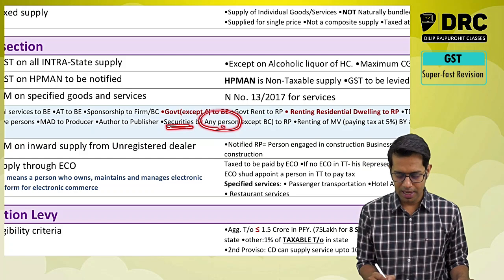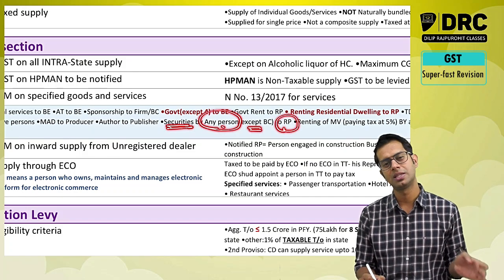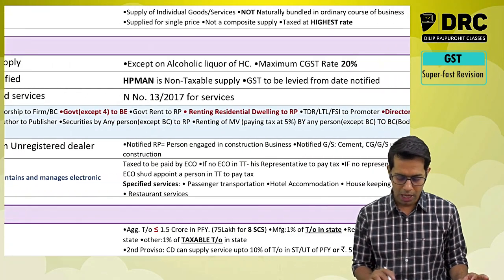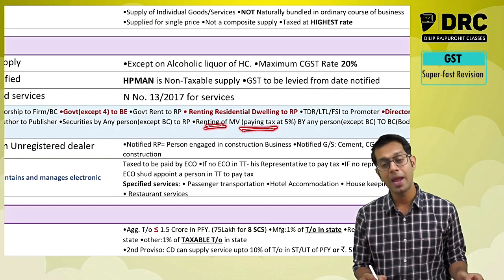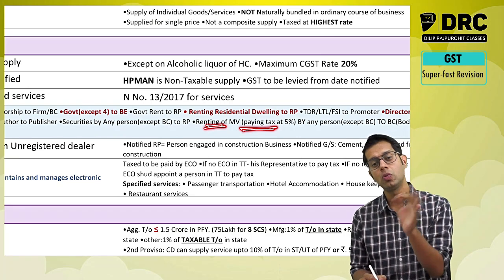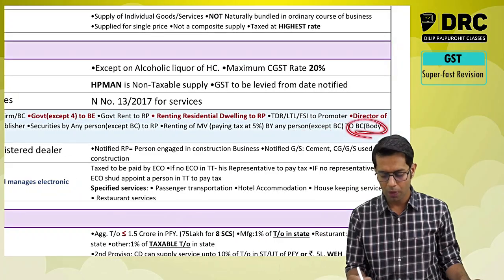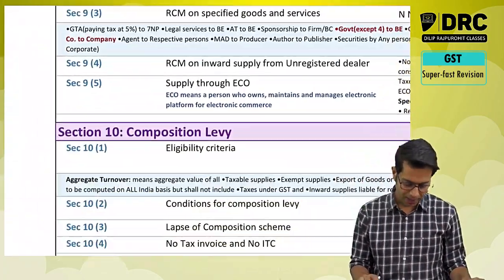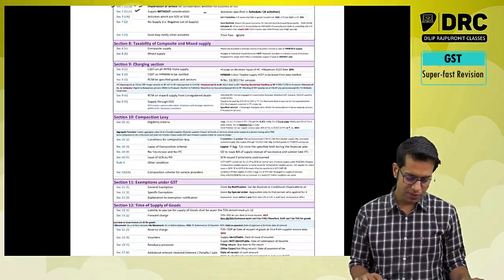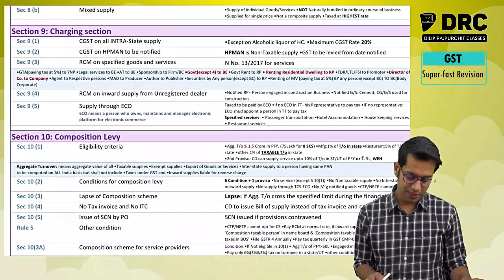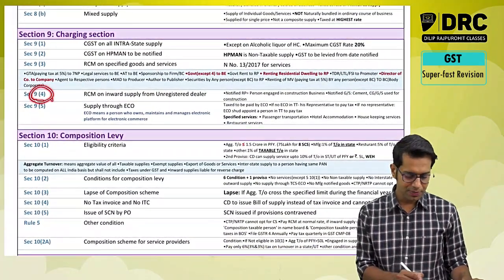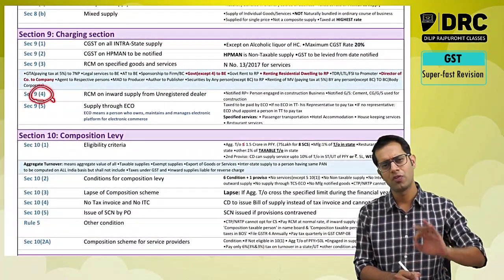Security services given by any person other than a body corporate to a registered person, the registered person will have to pay the tax under reverse charge. Renting of motor vehicle services given by any person who is opting to pay tax at 5% to a body corporate, the body corporate will have to pay the taxes under reverse charge. So these are the different services which are taxable under reverse charge under section 9 subsection 3. Section 9 subsection 4 also talks about reverse charge but is not relevant for intermediate students.